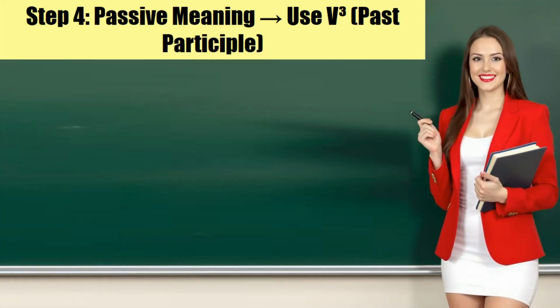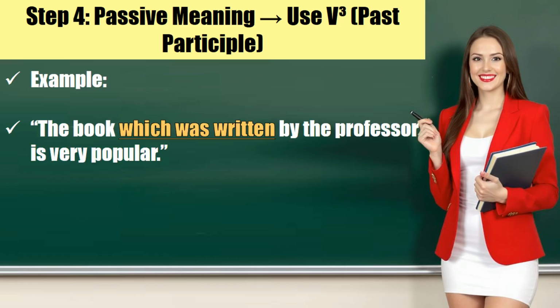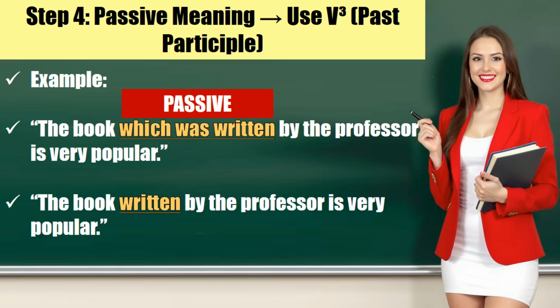Step 4. Passive meaning. Use verb 3, or past participle. Now let's look at the second rule. If the clause is passive, we reduce it using verb 3, also called the past participle. Example: full clause. The book which was written by the professor is very popular. Here, the book receives the action. The professor wrote the book, so the sentence is passive. Now reduce it. Remove "which was." Keep the past participle "written." Result: The book written by the professor is very popular.